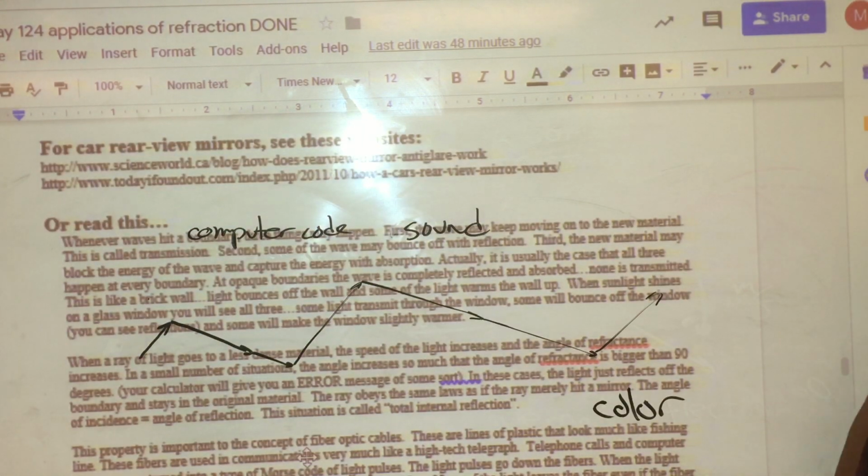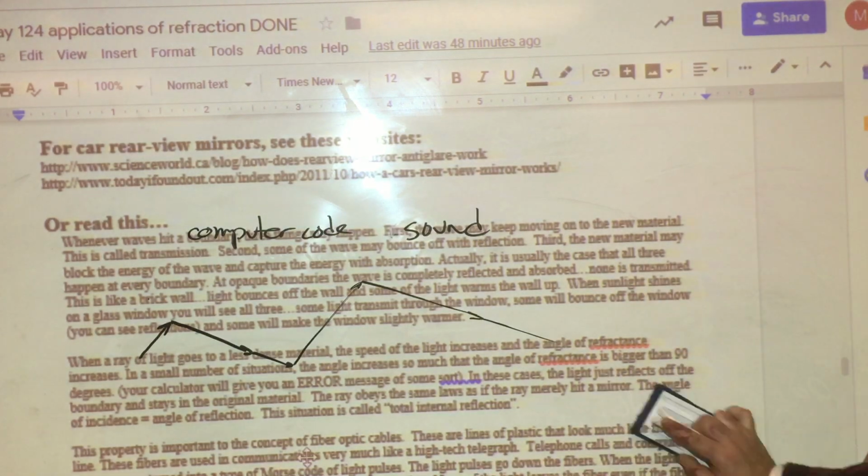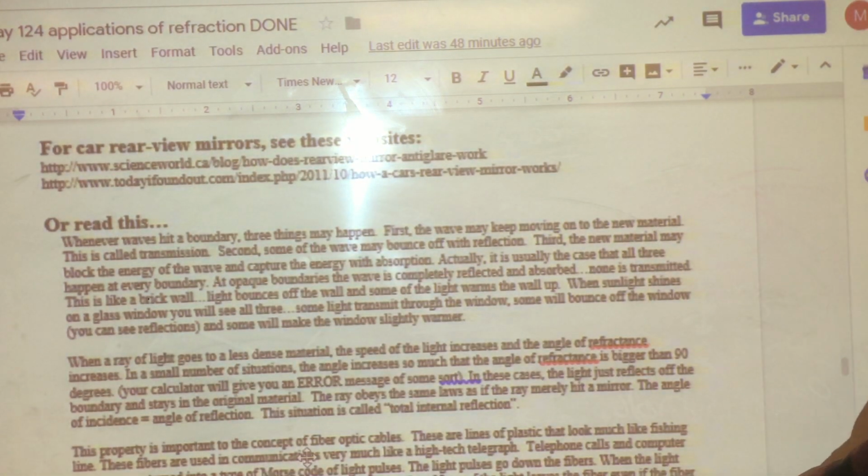If you didn't quite understand something about this lesson, it is all written out for you at the back of your packet.